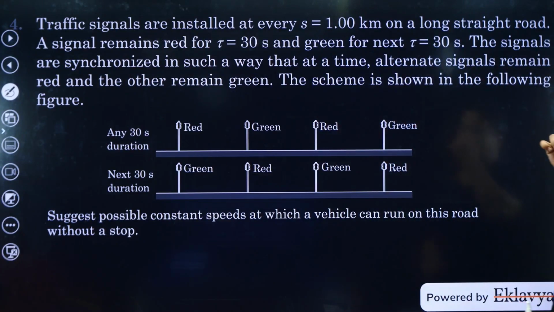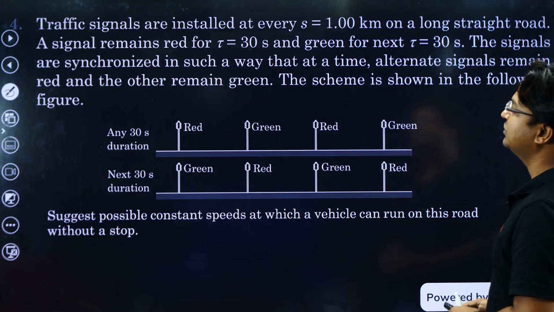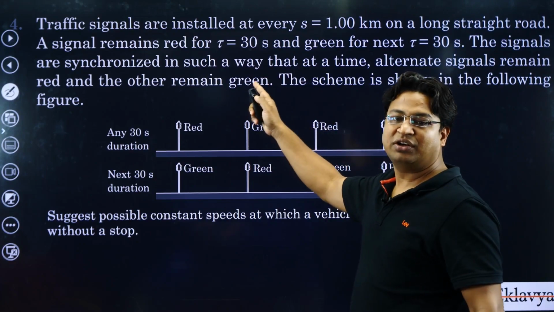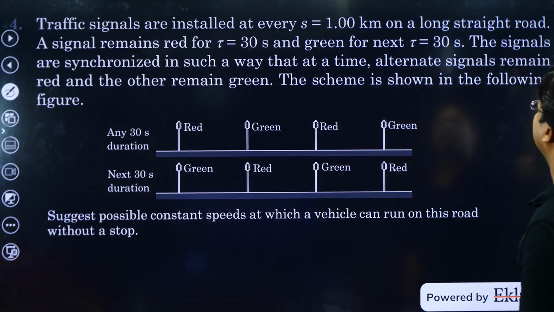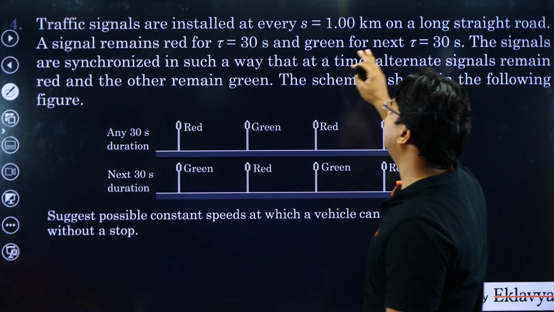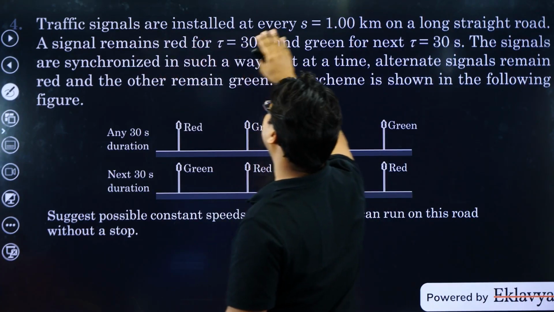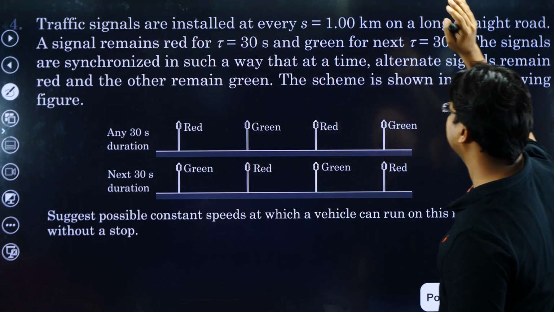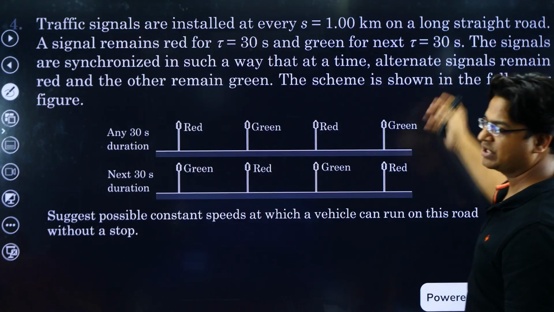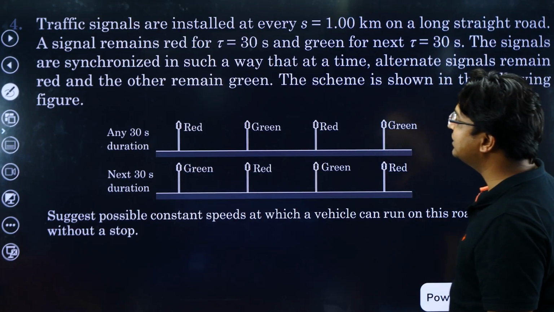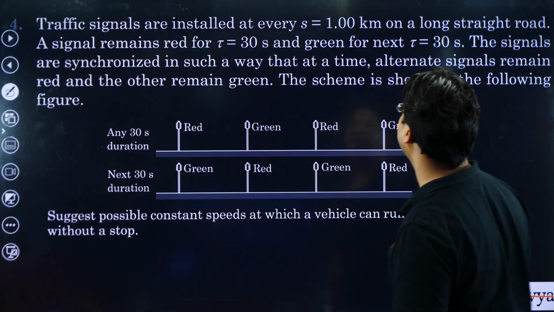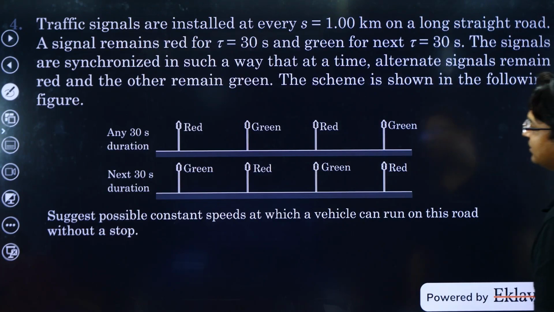Okay, all right, guys, good question again. It says traffic signals are installed at every 1 kilometer on a long straight road. A signal remains red for tau seconds, which is 30 seconds, and green for the next tau seconds again. Now the signals are synchronized in such a way that at a time the alternate signals remain red and the other remain green. The scheme is shown.